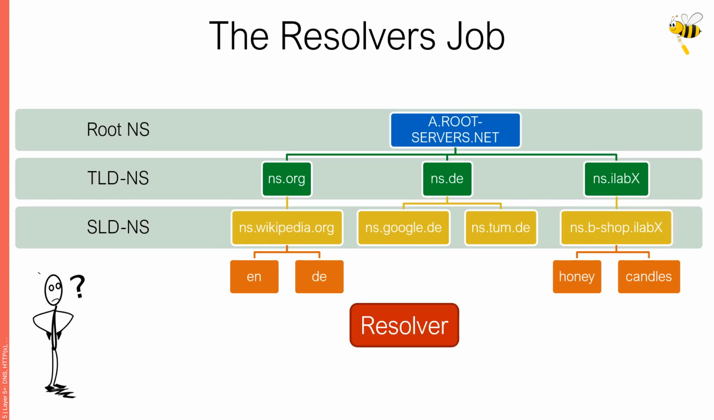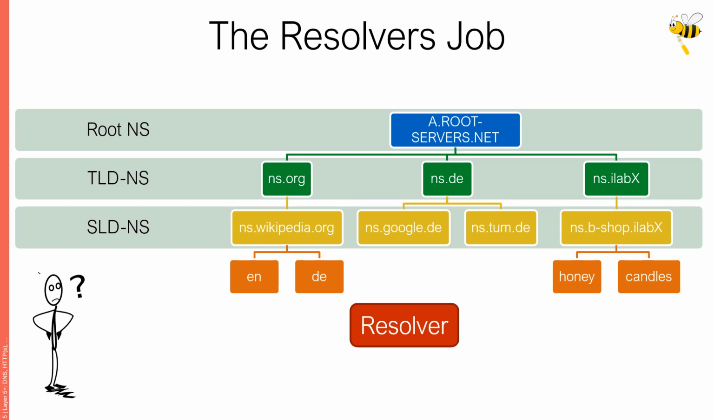As there are so many domain names, name servers cannot handle all of them alone. So they have to split the work. Therefore, they are also organized hierarchically, and each name server is responsible for a certain part of the domain namespace. For example, the name servers in the root zone can tell us where to find name servers for certain top-level domains such as de or org or iLabX. These in turn can tell us about second-level domain name servers and so on.